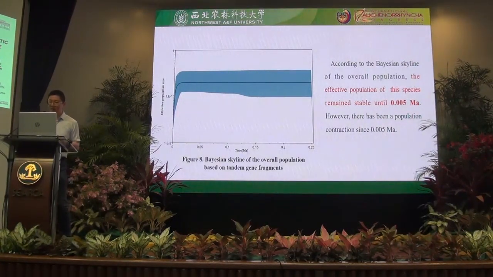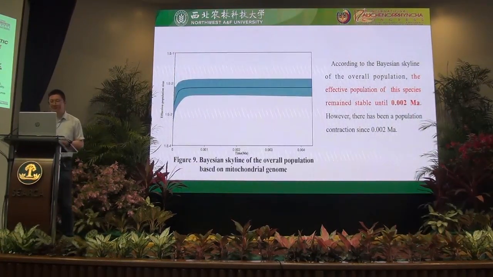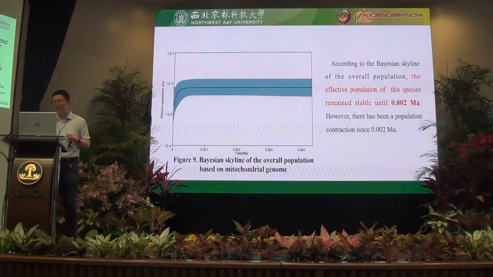And according to the skyline of the overall population, the effective population of this species remains stable until 0.005 million years ago. However, there has been a population contraction since then. According to the Bayesian skyline of the overall population, the effective population of this species remained stable until 0.002 years ago. However, there has been a population contraction from 0.002 years ago.